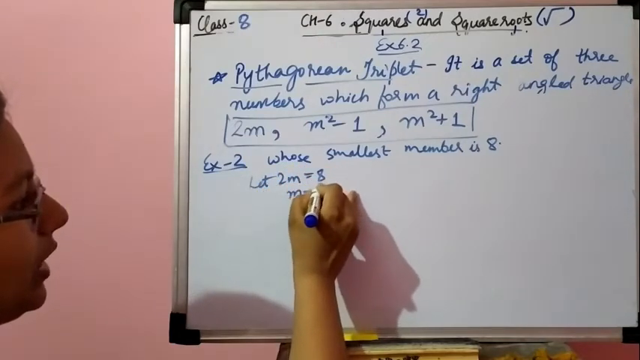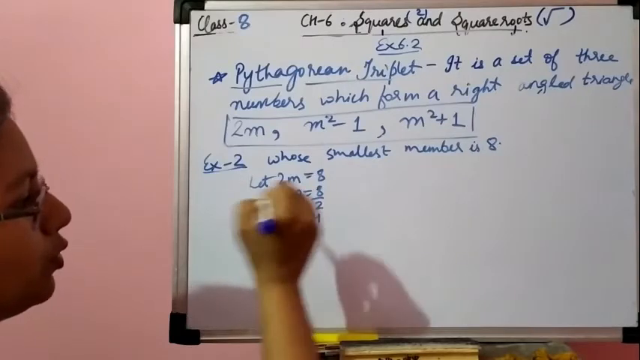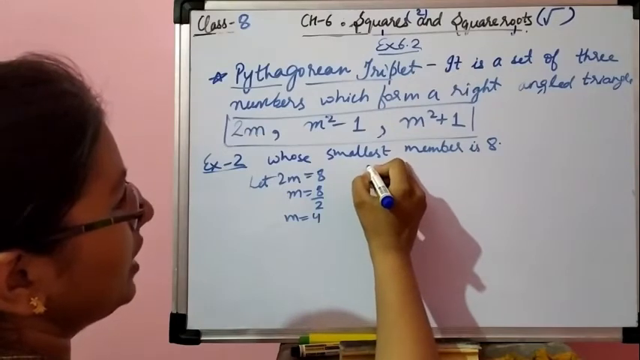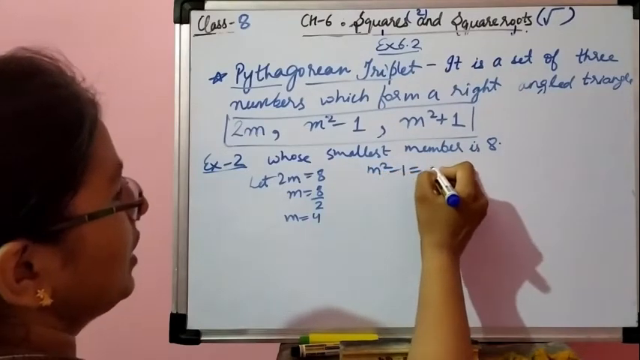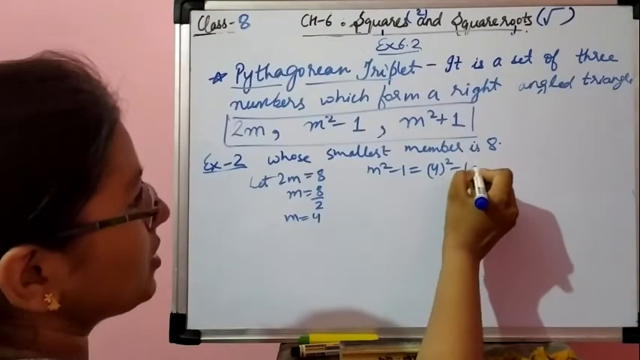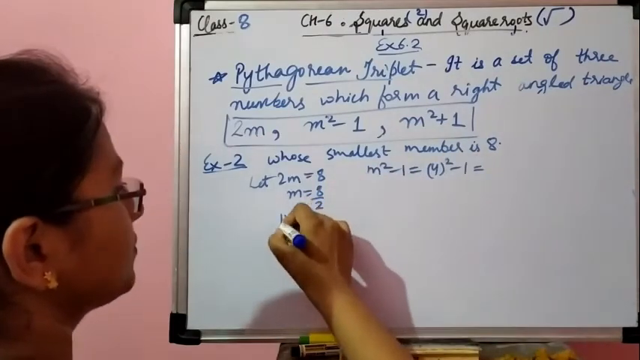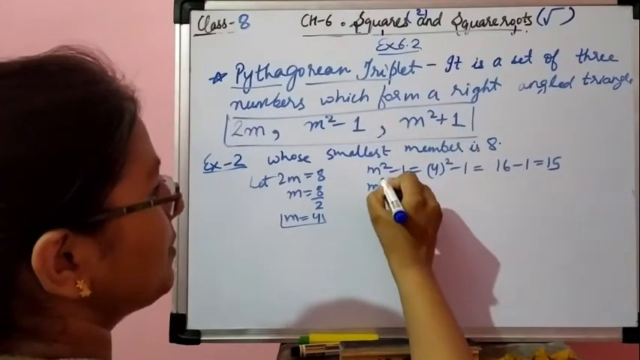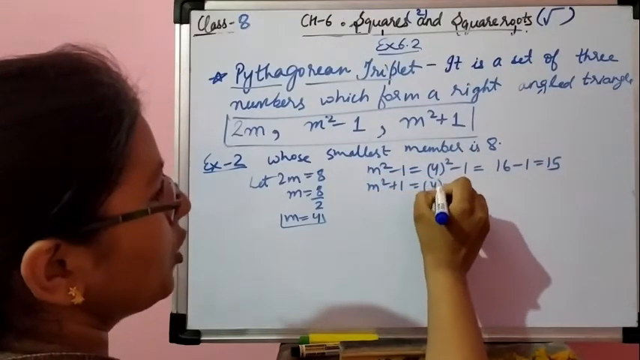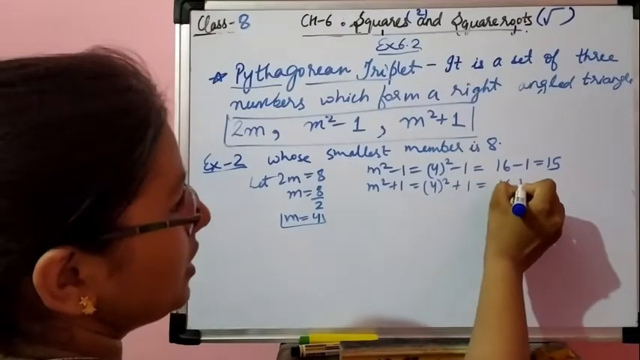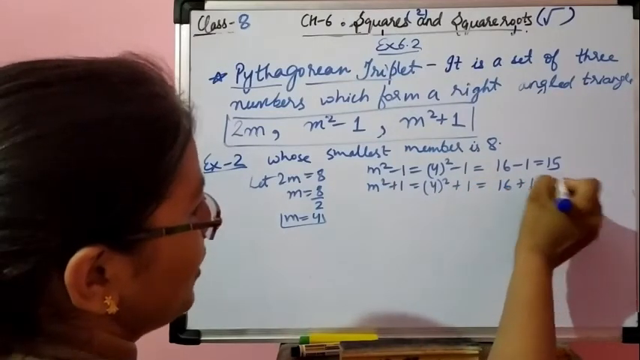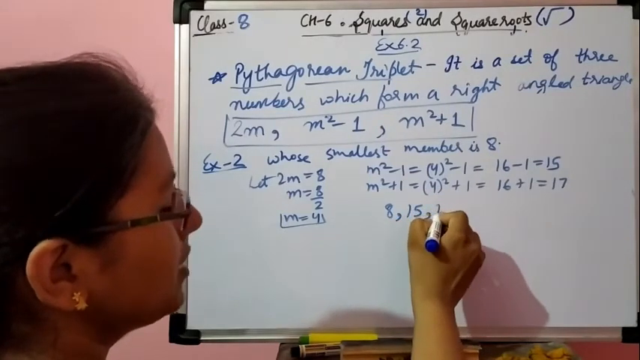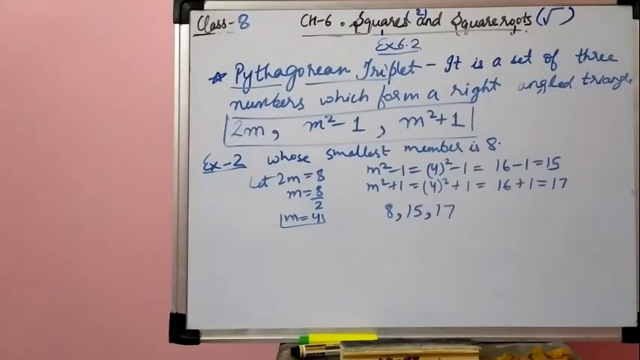So m is equal to 8 by 2, m is equal to 4. Okay, and if m is equal to 4, then m square minus 1, that is 4 square minus 1, 16 minus 1 is 15. Similarly, m square plus 1, 4 square plus 1, 16 plus 1 is equal to 17. So what are the triplets? 8, 15 and 17. This can be one answer.